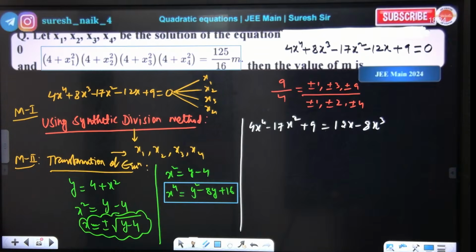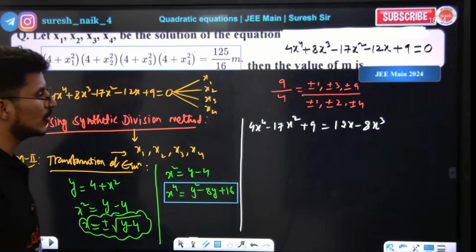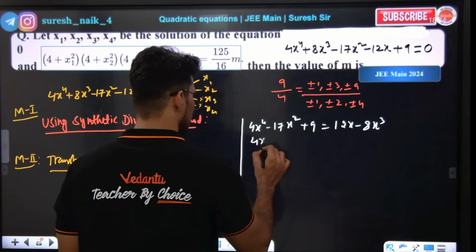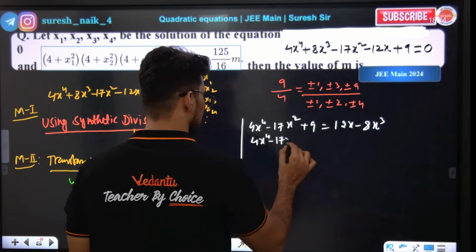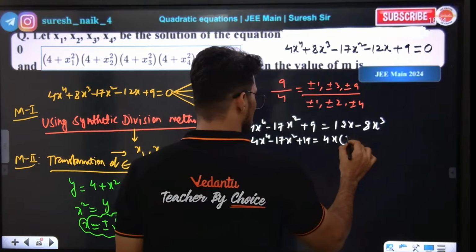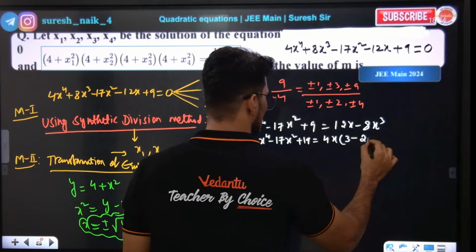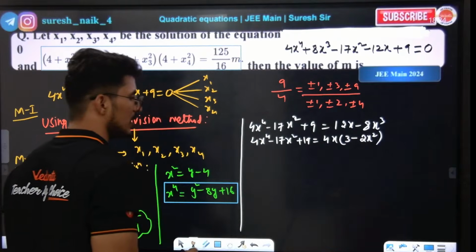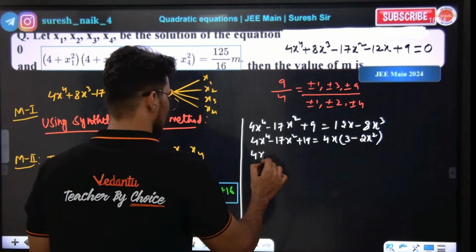Can we take 4 common there? Can we take 4 common? 12x and 4x. We can take 4x common actually. Yes or no? If we take 4x common here, what will come? Look at the board, everyone. If you take 4x common, this is 3 minus 2x square. Correct? Sir, 4x to the power of 4.